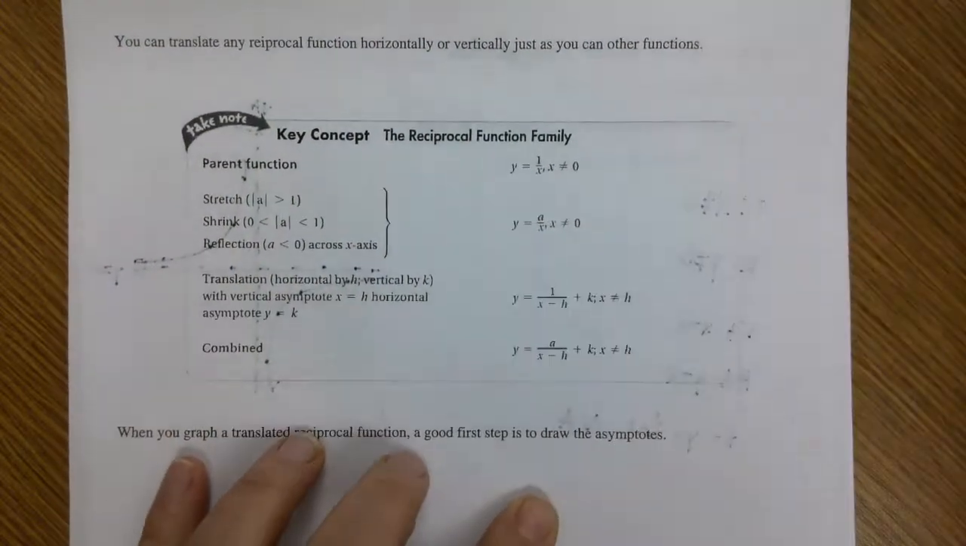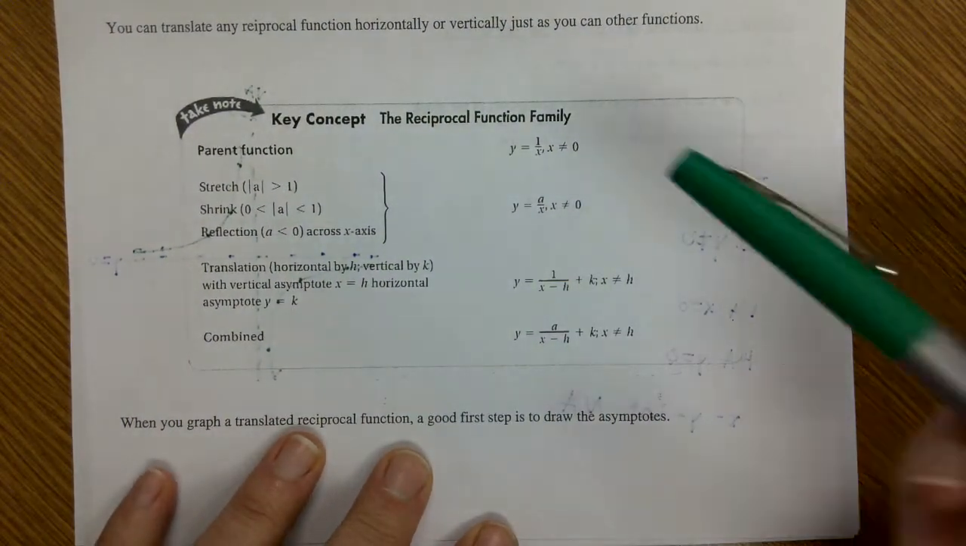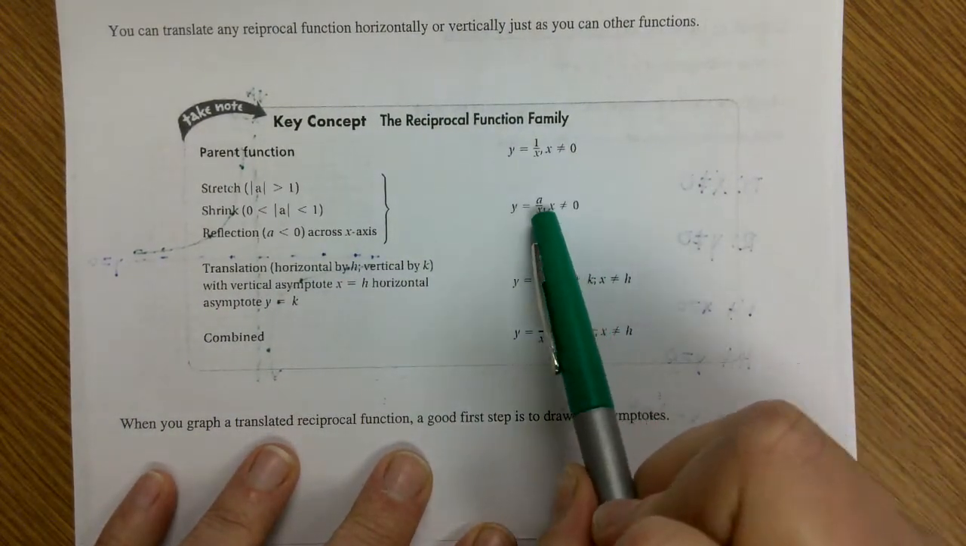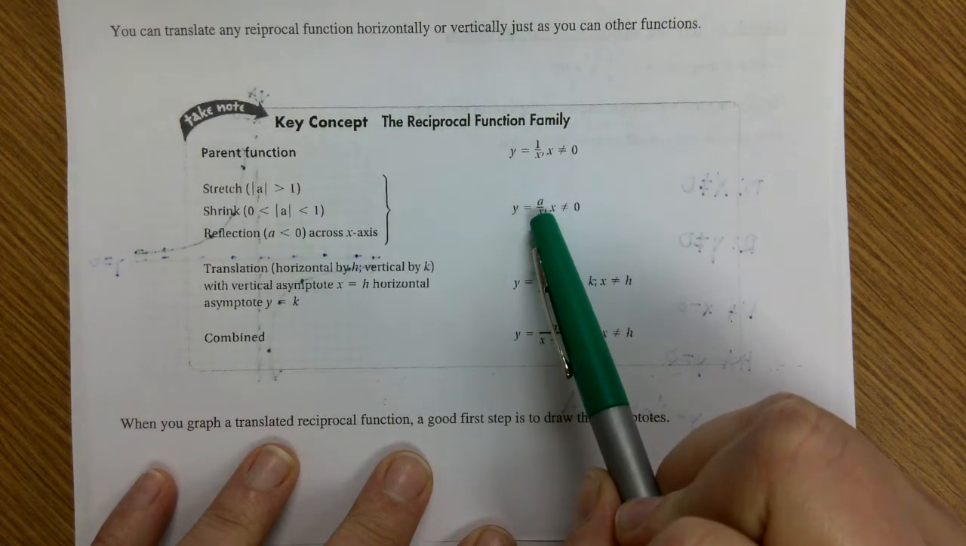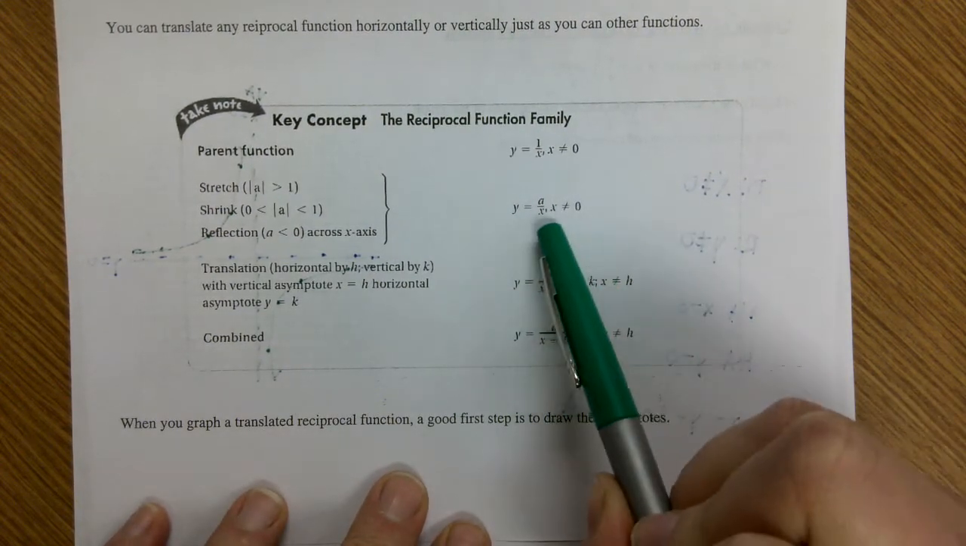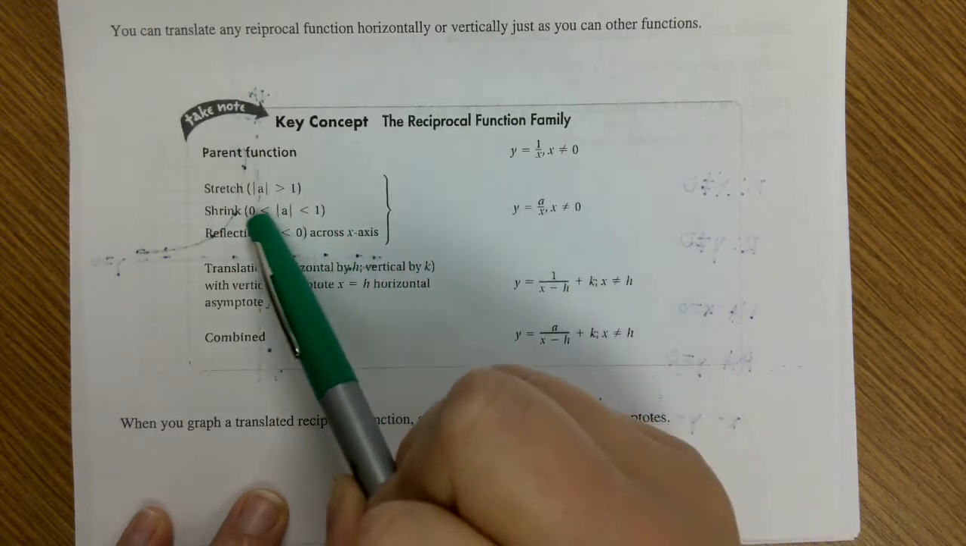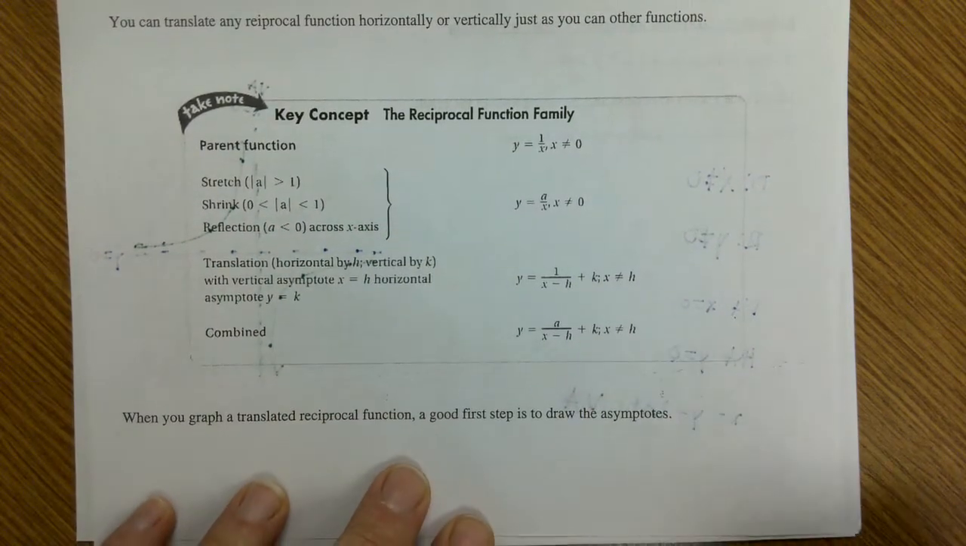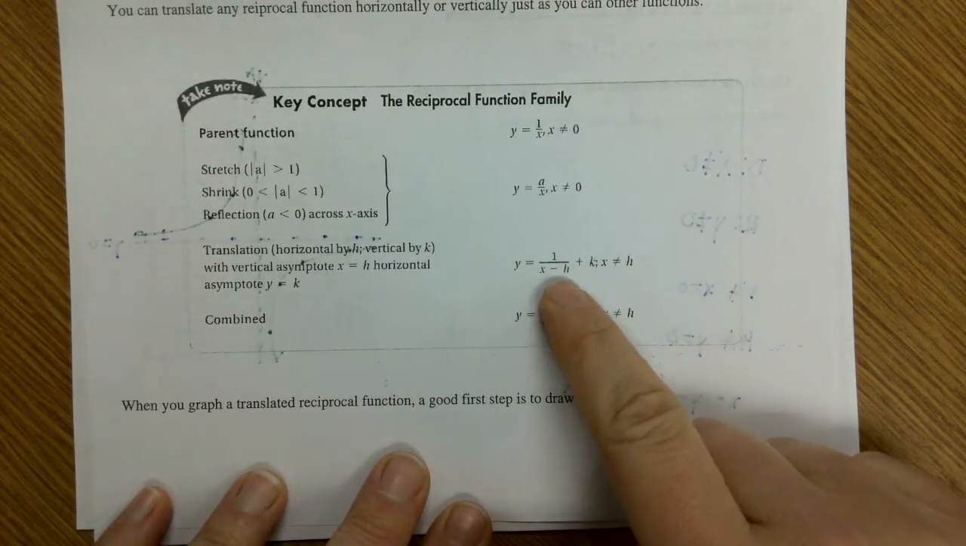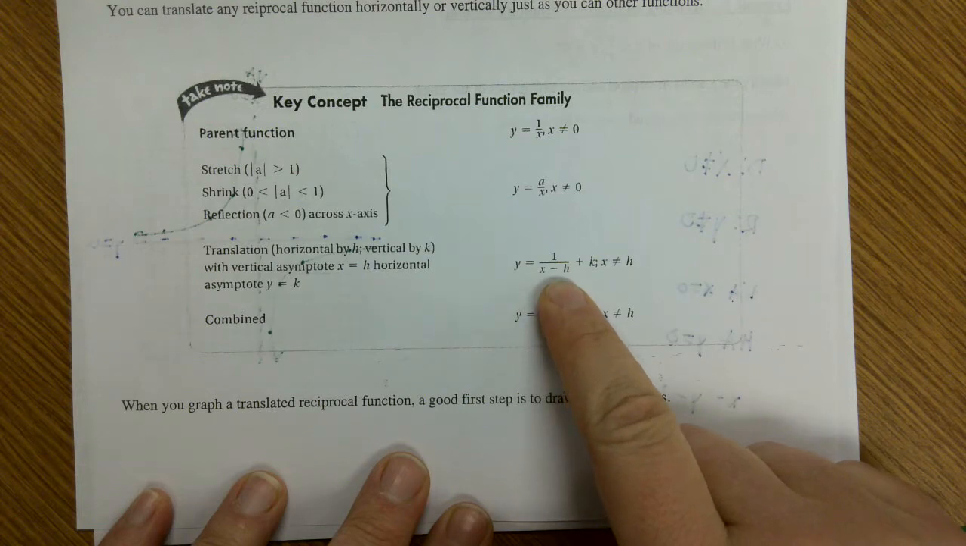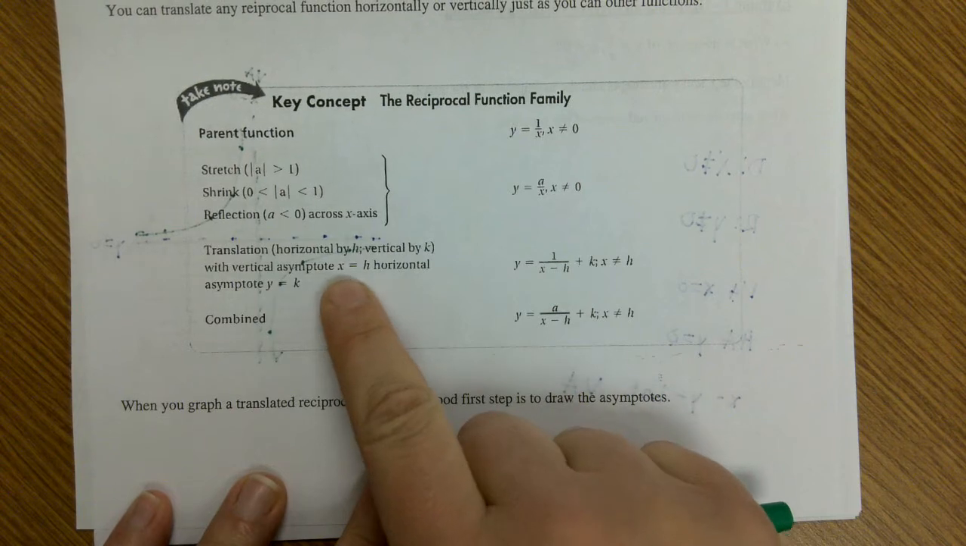So just kind of going over our transformations, this is my parent function. A will stretch it or compress it. Typically in this case, it will be stretched. If A is negative, it's going to be a reflection over the x-axis. Here, H always moves left or right. Remember, it's always opposite. That will be my asymptote.